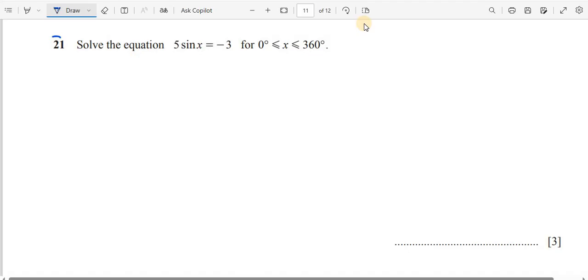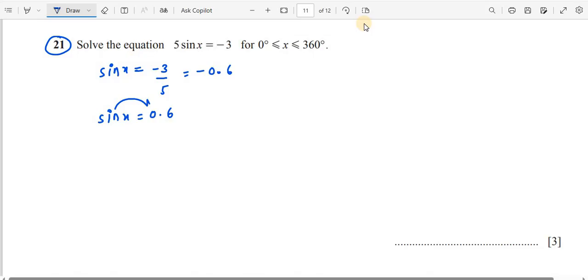Question number 21. Solve the equation 5 sin x is equal to -3. The range is 0 to 360. So sin x is equal to -3 by 5. Calculate these values, we get -0.6. So for the reference angle, sin x is equal to positive 0.6.